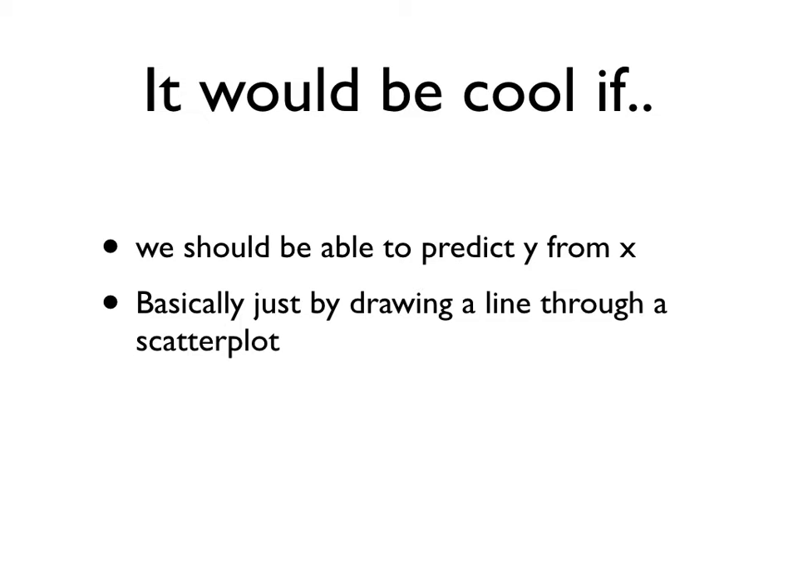So if we had a scatter plot, I'll just put some dots on here. So here's a scatter plot. Nice scatter plot. I want to draw a line through it so I can predict Y from X. So I could draw this line, and what about that one? It's pretty good.